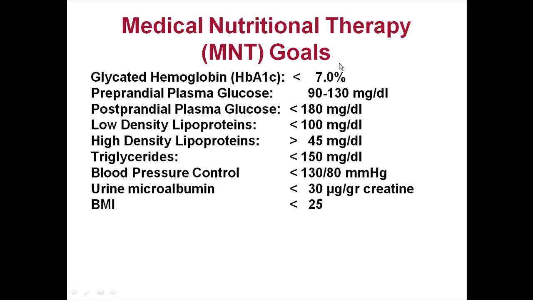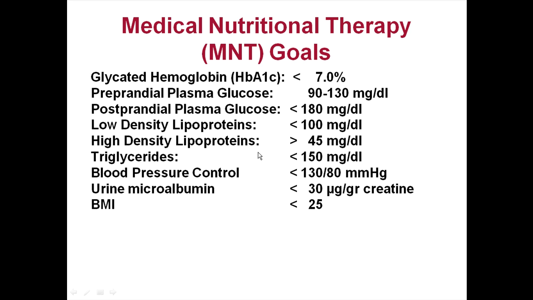What is the nutritional therapy? What are the goals? You want your A1C to be below 7%, and you can look up those levels online and see how they relate to blood glucose levels. Preprandial means before you eat. So before you eat breakfast or lunch, you would want your blood glucose to be in a certain range. Postprandial is about 2 hours after you eat, and you'd want them to be around there.